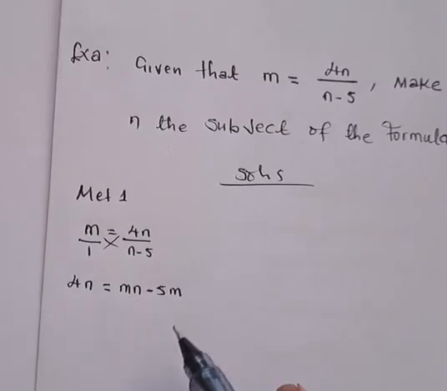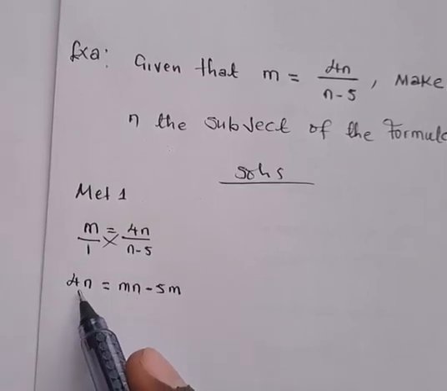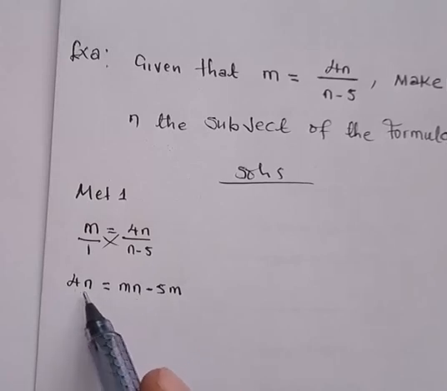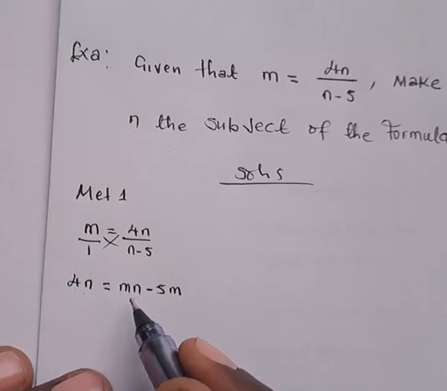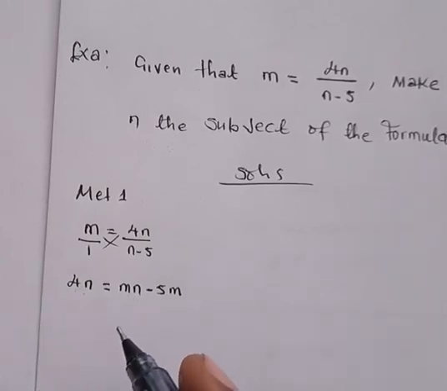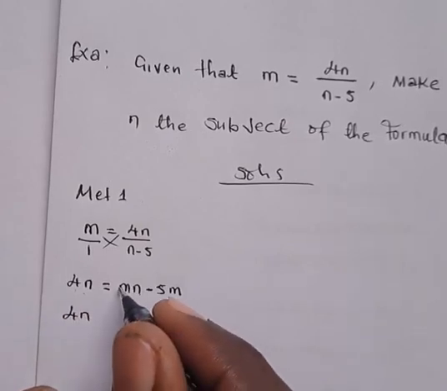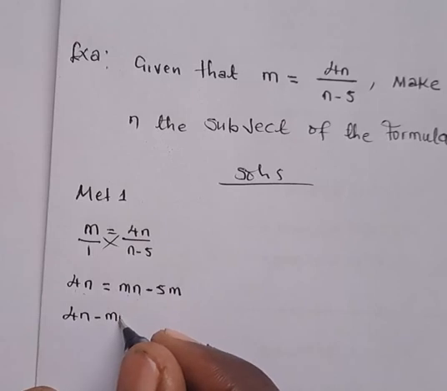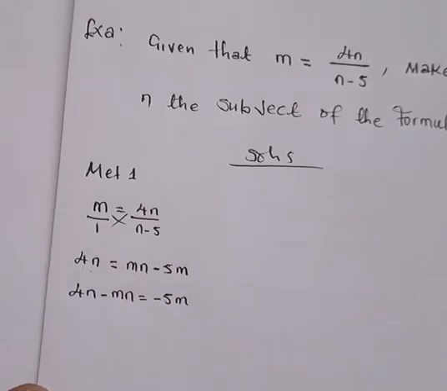Now you notice that there is m here, there is also m here. Here there's n, there's n again. What are we going to do? Well, we consider the one that has the subject. We'll call those like terms. So here we have 4n and mn, so 4n and mn become like terms. Meaning we have to make this mn go and join that side. So it will be 4n, this one was positive, minus mn is equal to negative 5m.